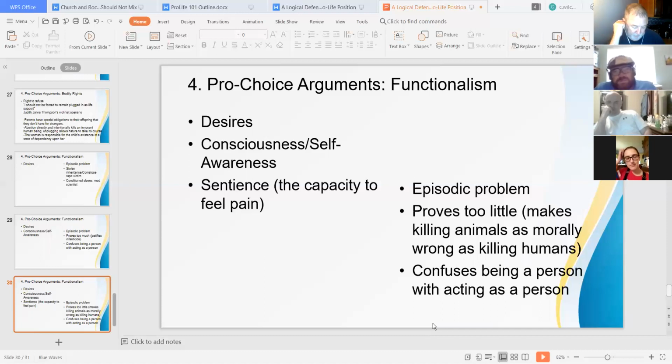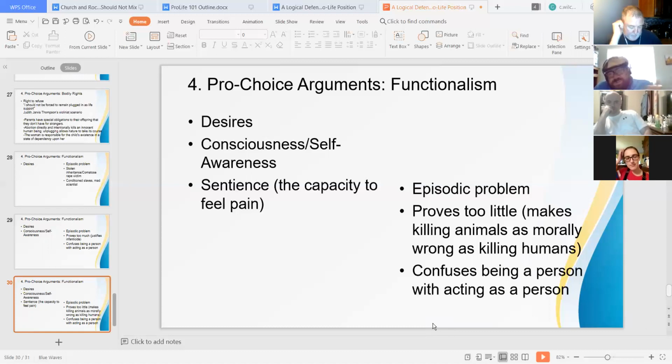Another functionalist argument might be consciousness or self-awareness. This is one that Michael Tooley and Peter Singer would make, that in order for you to have rights and to have a right to something, you have to be able to basically see yourself as existing through time. If you don't, then you're not really harmed by being deprived of something, because you can't really see yourself as being deprived of that thing.